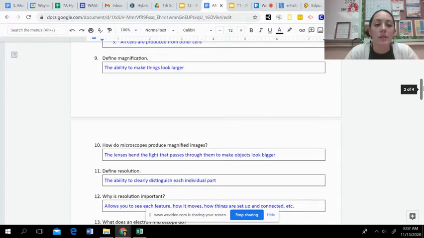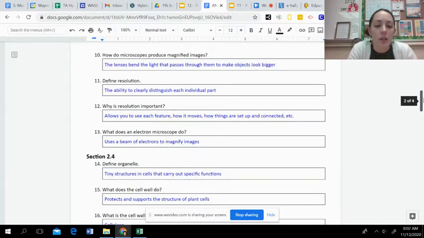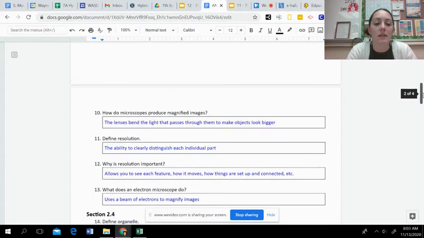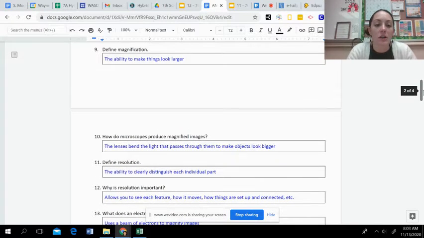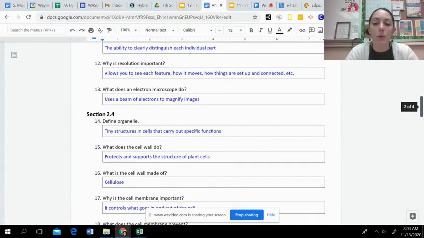Okay, then we get into a couple other definitions. Magnification, how does a microscope produce that magnified image? Resolution, and then even what an electron microscope does. So you want to make sure that you do understand the difference between magnification and resolution. Remember, magnification is the ability to make things look larger. Resolution is the ability to distinguish each individual part that you are looking at. So through section 2.3, we cover that.